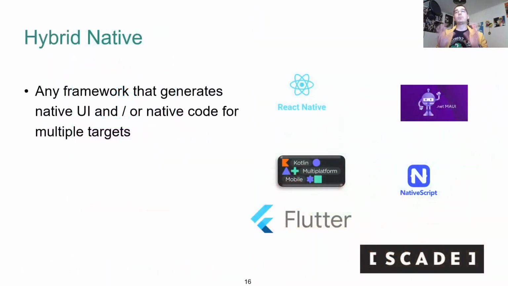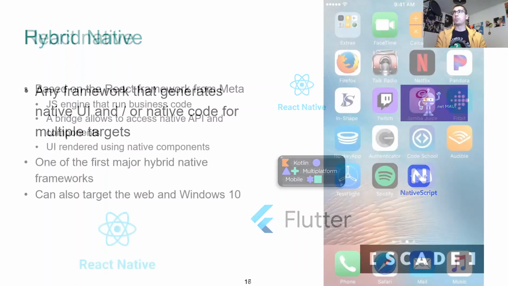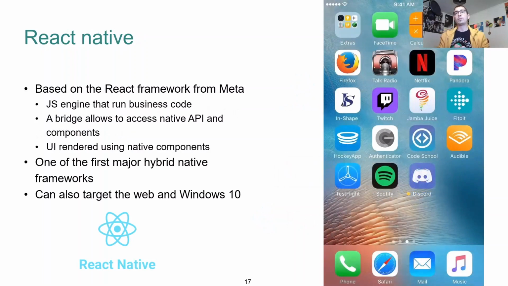What do I mean by hybrid native approach? It's any framework that generates native UI or native code for multiple targets, which means that as long as the framework communicates with or shows native UI, or compiles to native code, one of these two or both, it's in the hybrid native category. So let's see what we have in this category. We'll see much more in this category than the other ones. We have much more choices here.